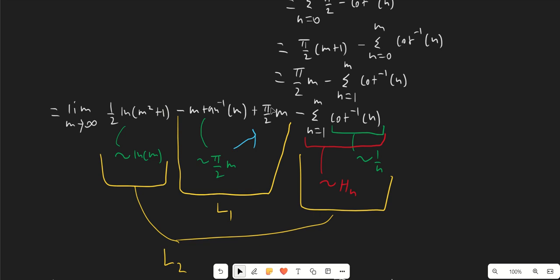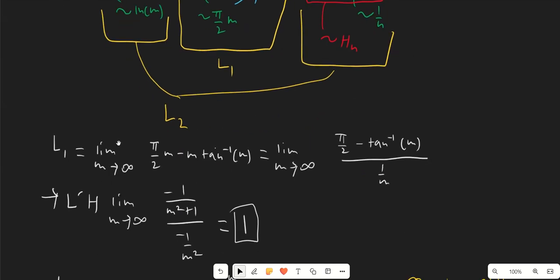And then, of course, since these are both essentially equal to pi over 2m, we're going to pair up these two right here, and so that's going to be our other limit, L1. So let's evaluate L1. L1 is the limit as m goes to infinity of pi over 2m minus m tan inverse of m. Then we just reorganize this, so we put pi over 2 minus tan inverse of m over 1 over m.